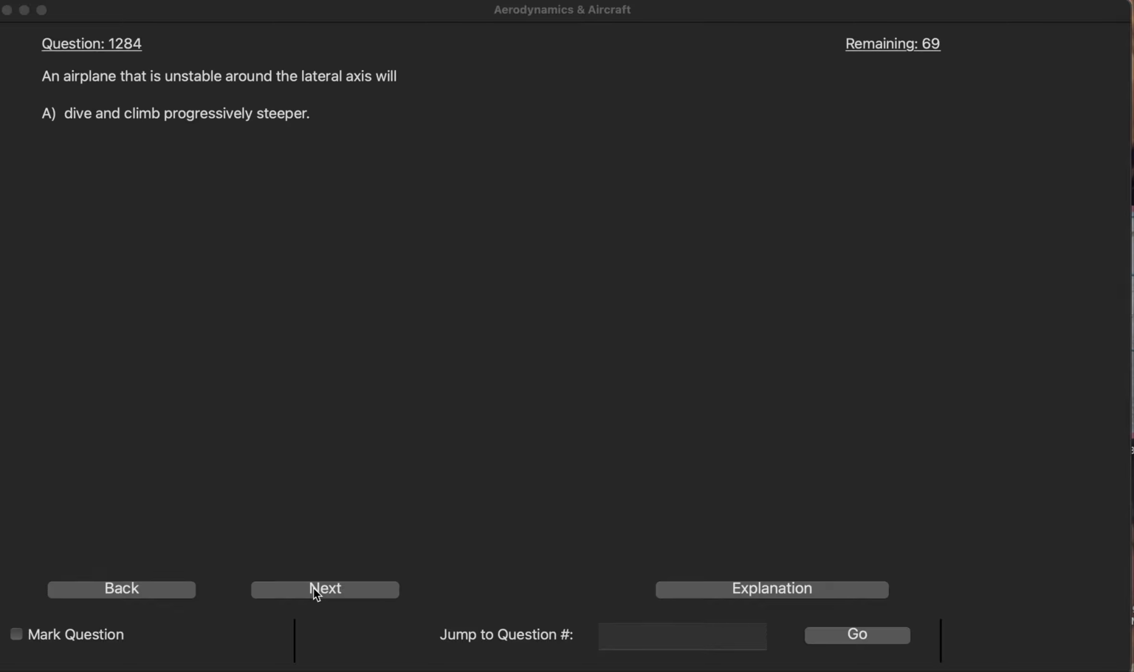Aerodynamics in Aircraft Commercial Written Questions, Part 2. An airplane that is unstable around the lateral axis will dive and climb progressively steeper.